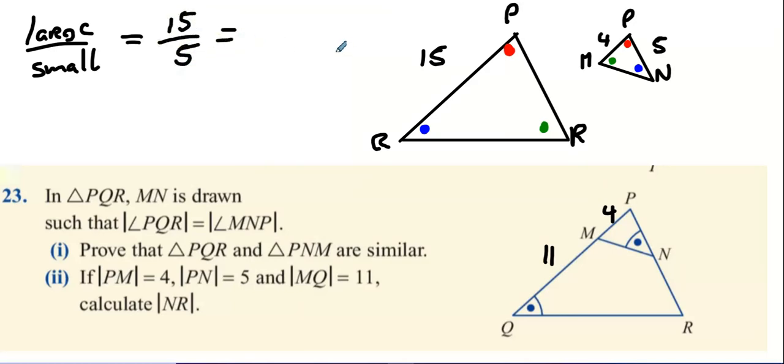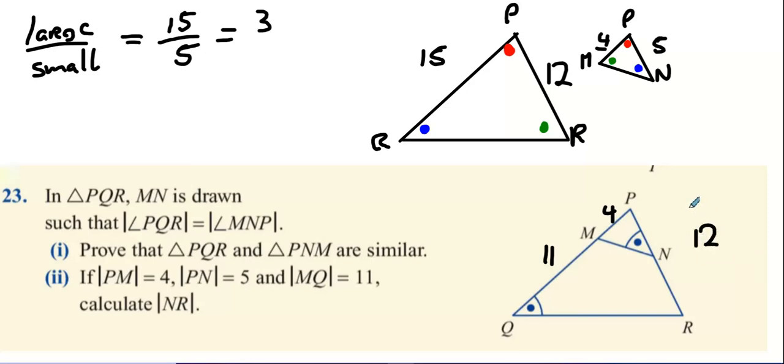So what does that mean? The large triangle is 3 times bigger than the small one. So what can you say PR is, blue and red, and we want green and red. What can you say PR is? And we know what PR is? 3 times bigger than 4? 12. Now, PR is 12.